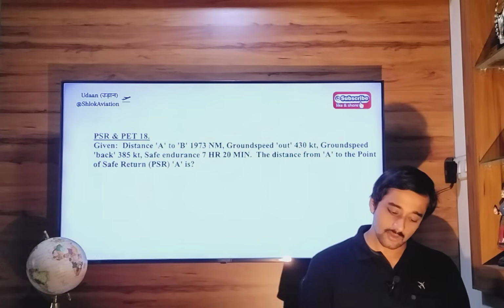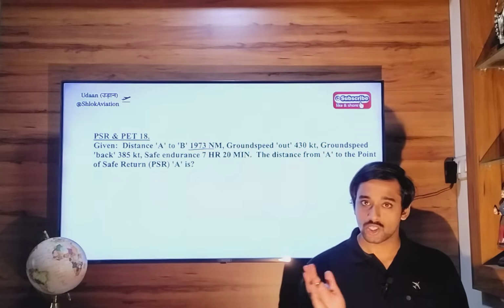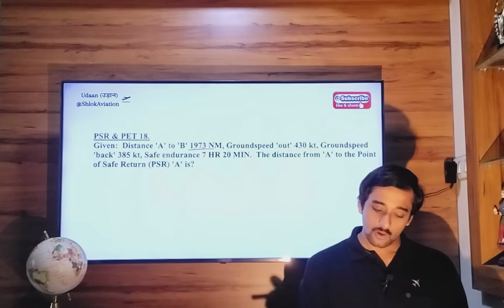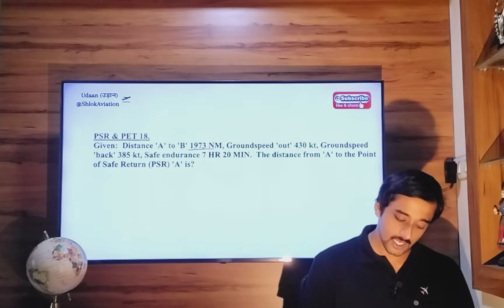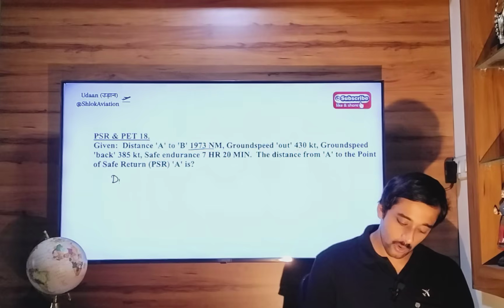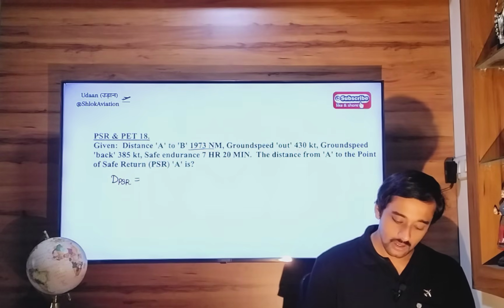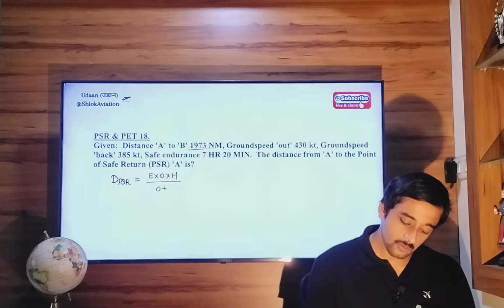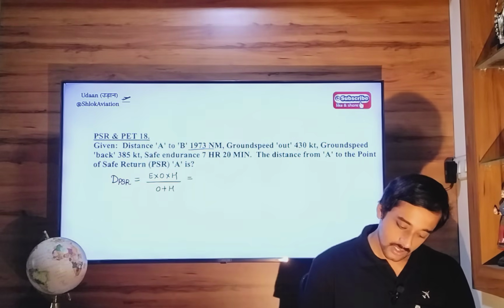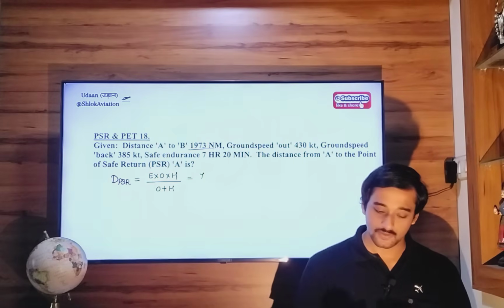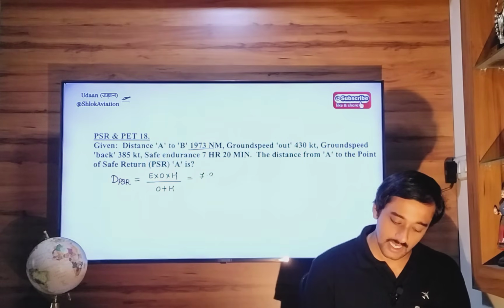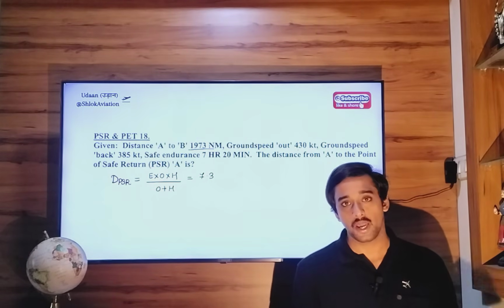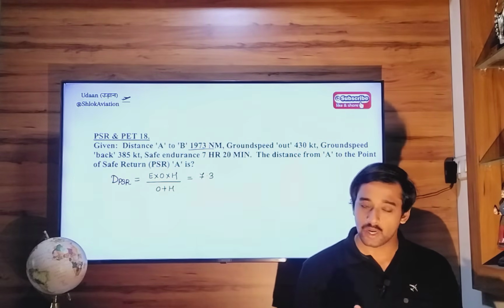Question 18. Distance between departure and destination is 1973. Outbound speed, homebound speed, and endurance are given to you. What is the distance from departure to the point of safe return? So distance to the point of safe return equals endurance into outbound into homebound divided by outbound plus homebound. So 7 hours 20 minutes is approximately 7.3, where 0.1 equals 6 minutes. So 0.3 will be equal to 18 minutes, pretty close to 20 minutes.